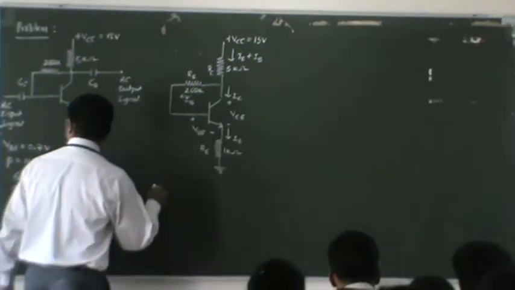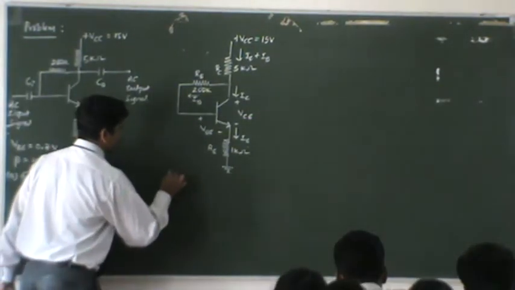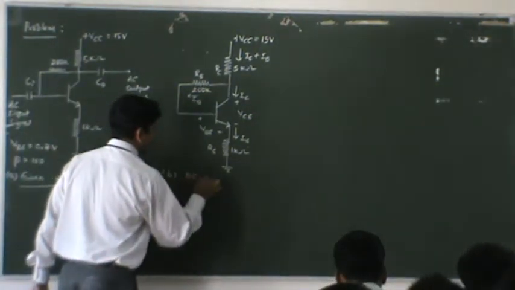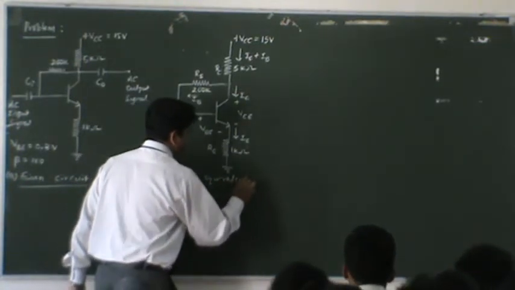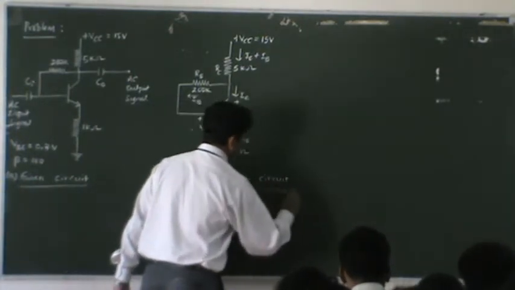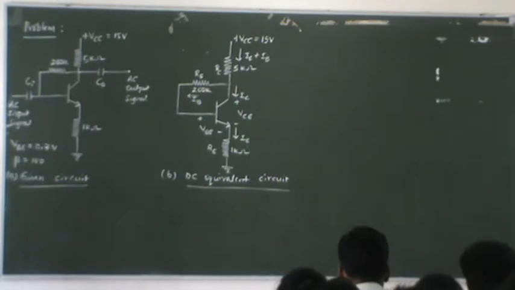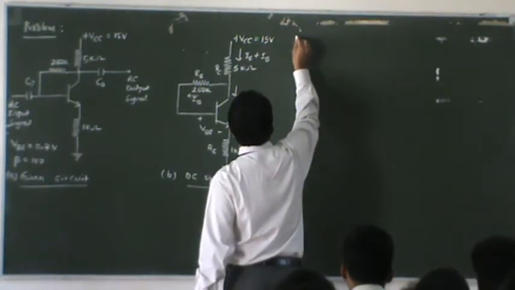DC equivalent circuit. Let us call this figure A. This is the DC equivalent circuit. Just apply KVL to the base loop and try to work out the value of base current. Go ahead with that. You apply KVL to the base emitter loop.